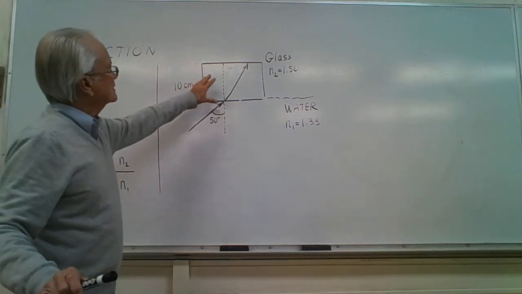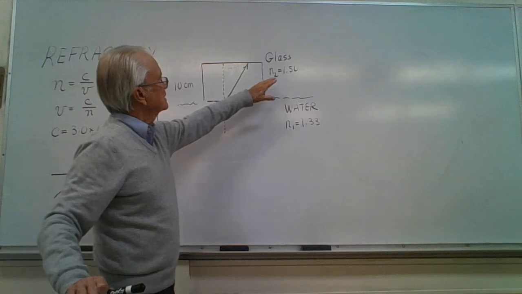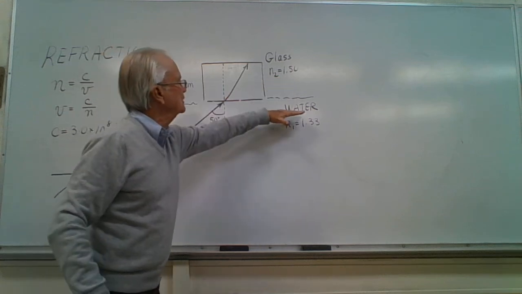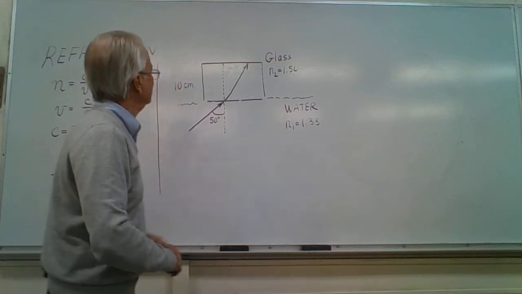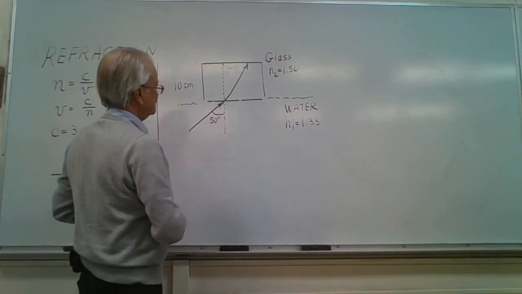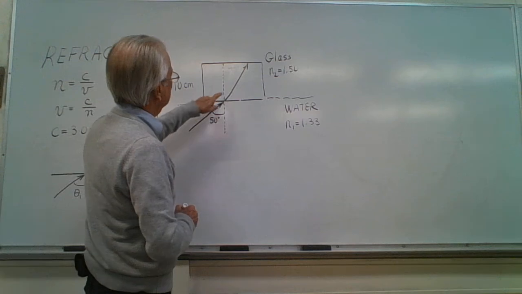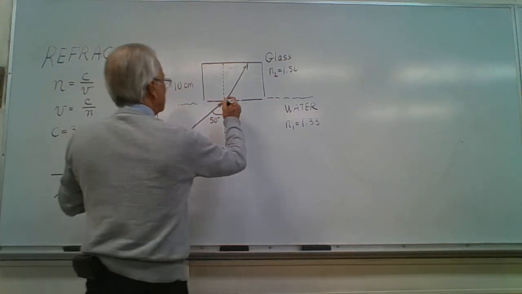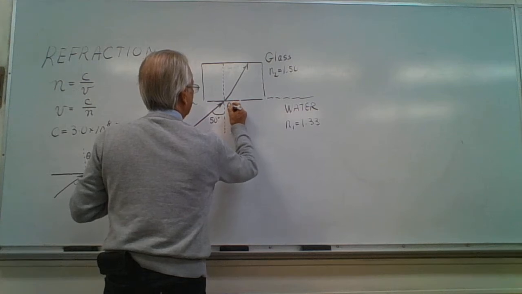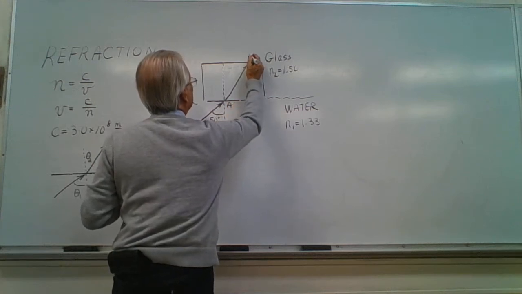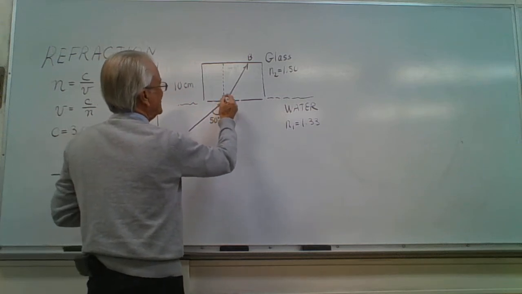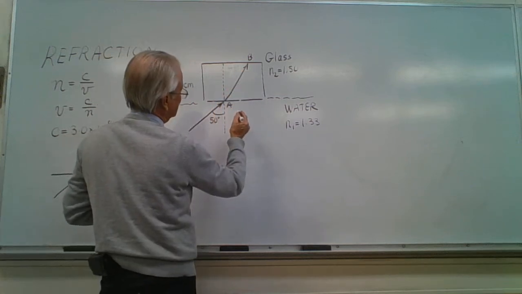I show a block of glass, index of refraction 1.50, resting on top of water, index 1.33. The angle of incidence is 50 degrees. Let's ask the following question. Labeling this as point A and this as point B, how long does it take the light to travel from A to B inside the glass?